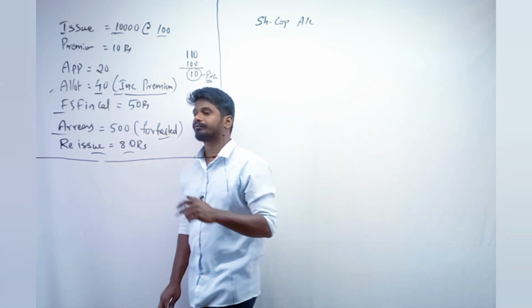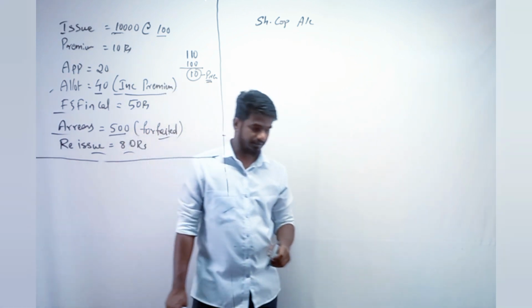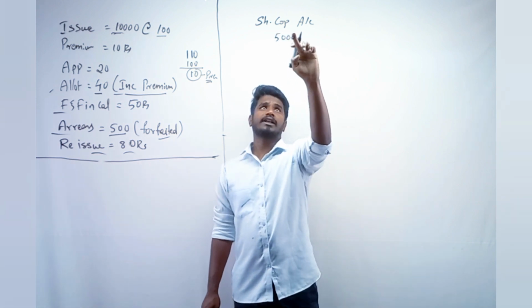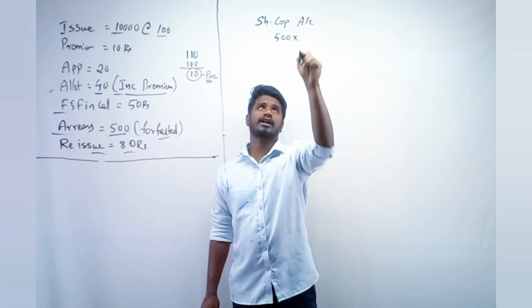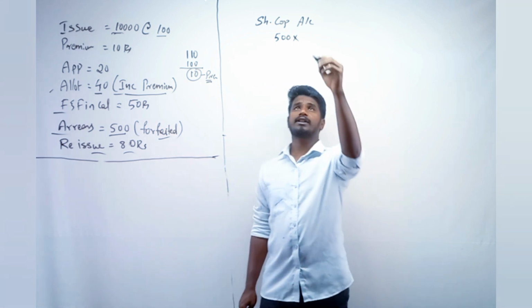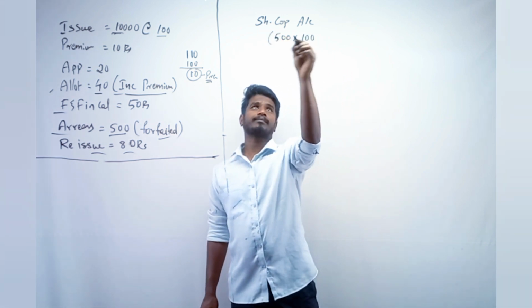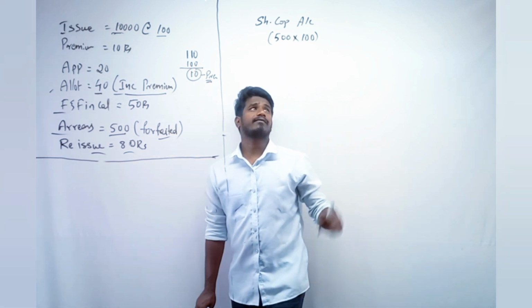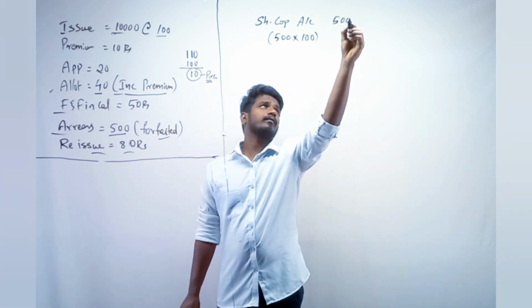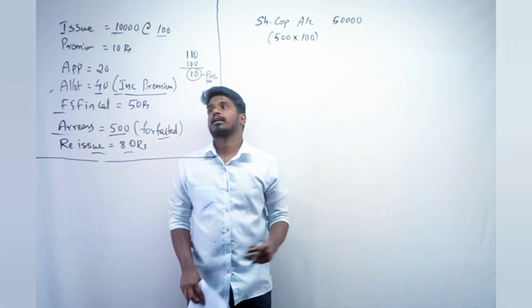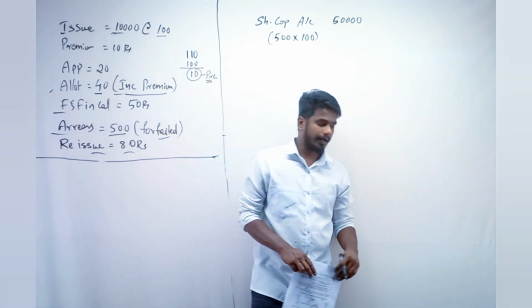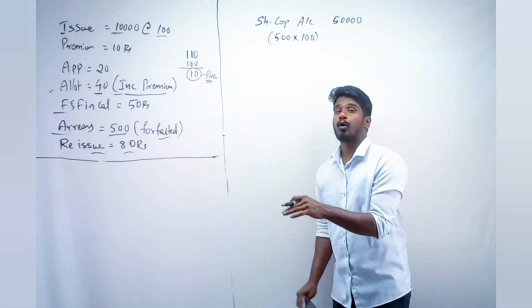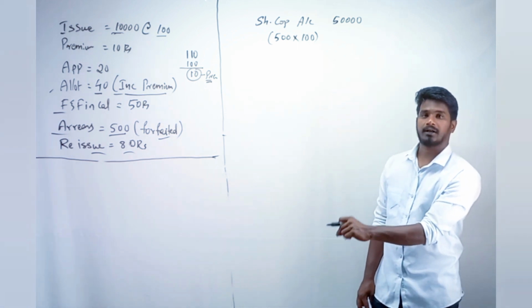So how much? 500 shares we are forfeiting, correct? So what is the face value of these shares? It is 100. 500 into 100, how much is it? I think 50,000, correct? It is 50,000. And we have already received some amount in application and allotment, correct?